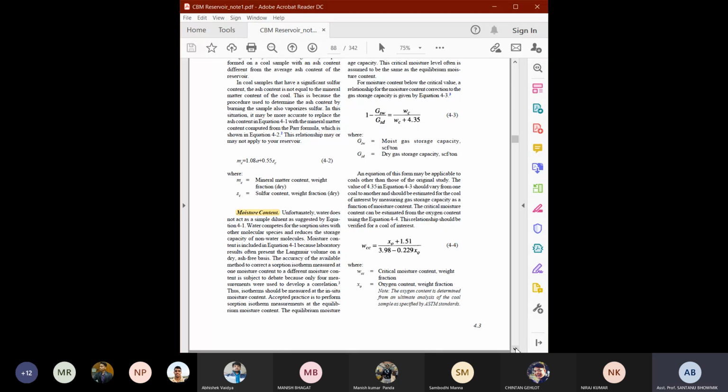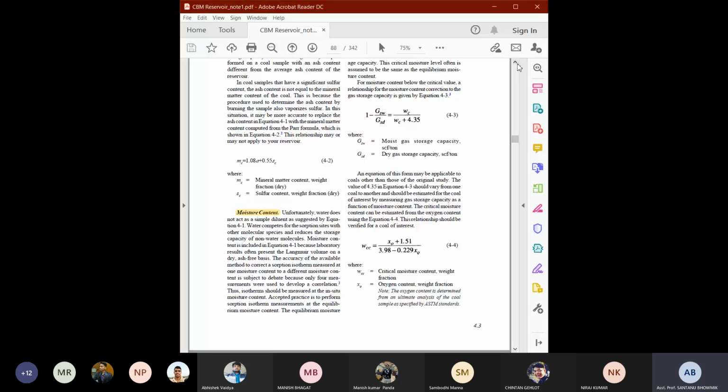So these are some of the differences, but at the same time, the main effect of the moisture is that it is going to compete with the gas particles, and it is going to block the available pore spaces that can otherwise be taken by the gas particles. So the gas storage capacity of coal is going to be reduced due to the presence of the moisture. Okay.